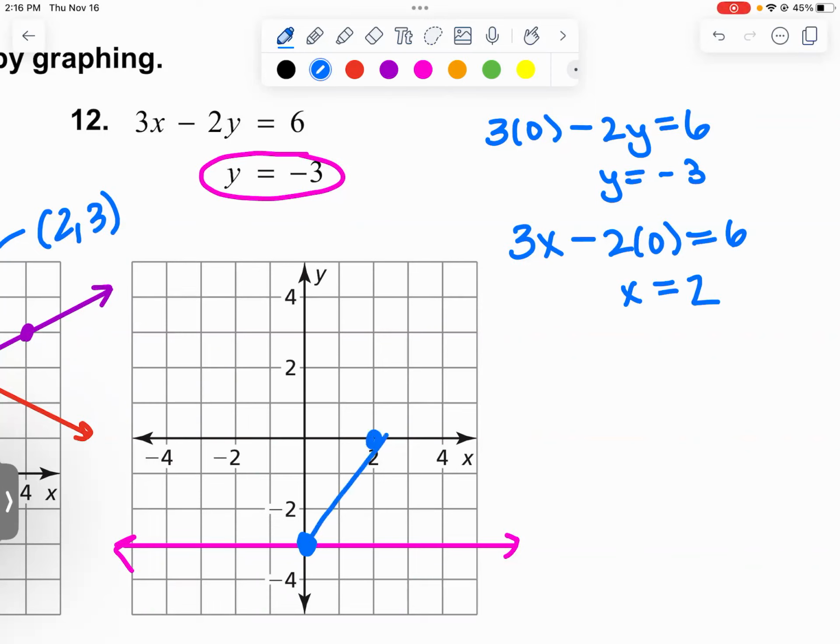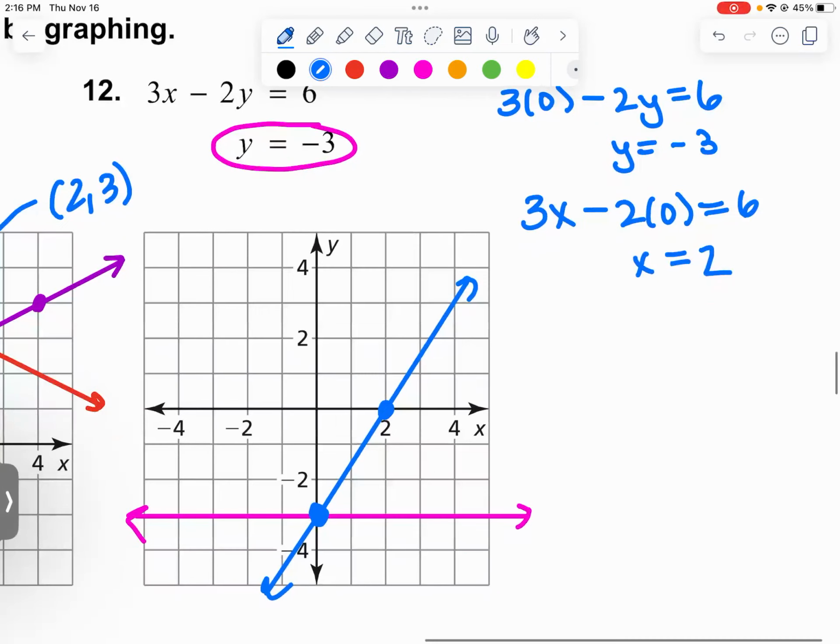So I have my y and x intercepts that I can graph and connect the dots. That was a strategy that we had, guys. I remember doing this. So now we know that our intersection point is 0, negative 3.